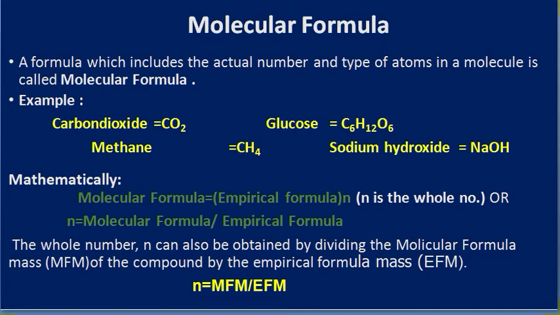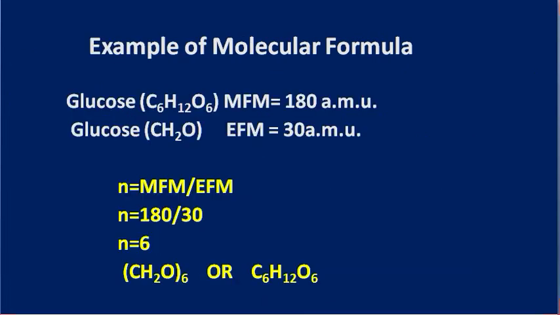So the whole number N can also be obtained by dividing the molecular formula mass, MFM, of the compound by the empirical formula mass. What is empirical formula mass? We can say, EFM. So N is equal to MFM upon EFM. Now with this example you can understand more clearly.